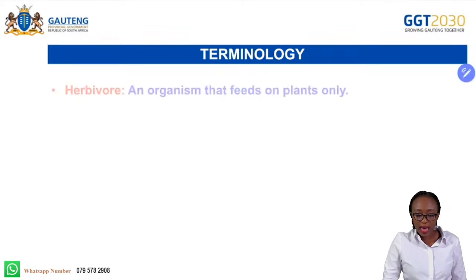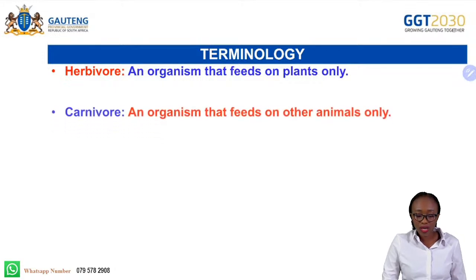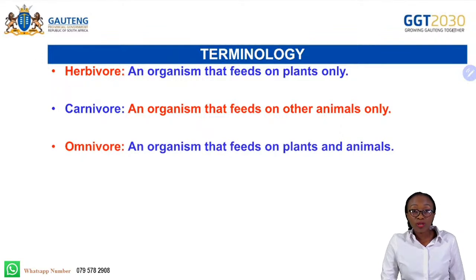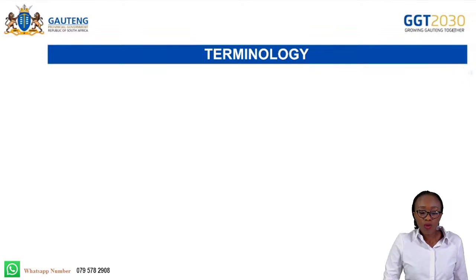Herbivore, it is an organism that feeds on plants only. A carnivore is an organism that feeds on other animals only, so it eats flesh only. Then an omnivore, this is an organism that feeds on plants and animals. And then an insectivore is an organism that feeds mainly on insects and small invertebrates.